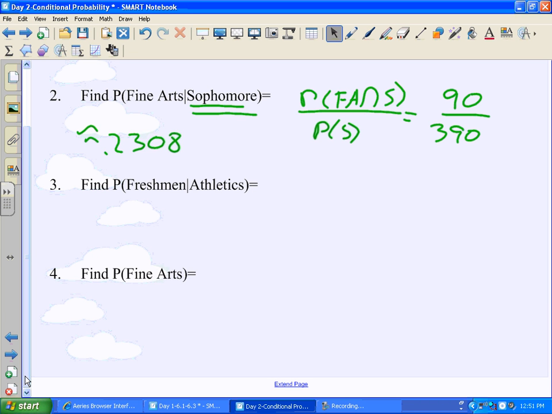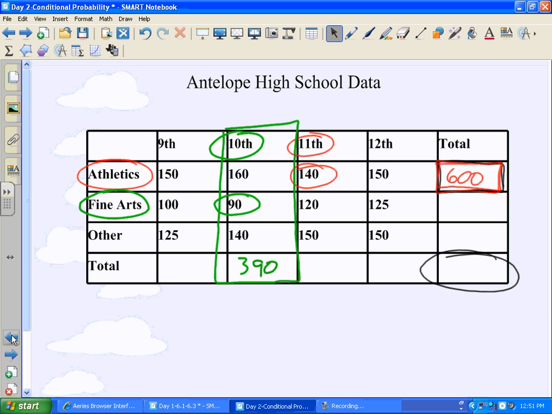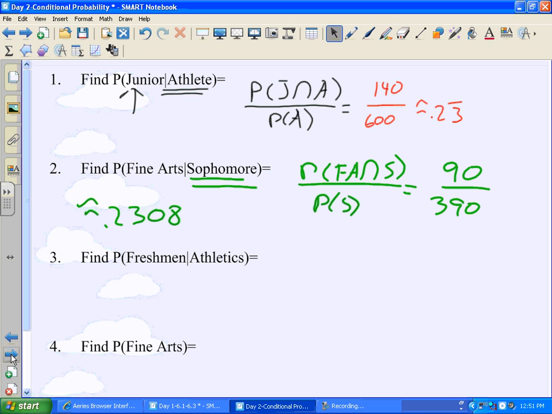Let's see. Probability that you're a freshman, given you're an athlete. Once again, we're talking about the athletes. It should be 150 over 600 for that one. If I kind of start skipping these, it's because we're seeing the patterning.